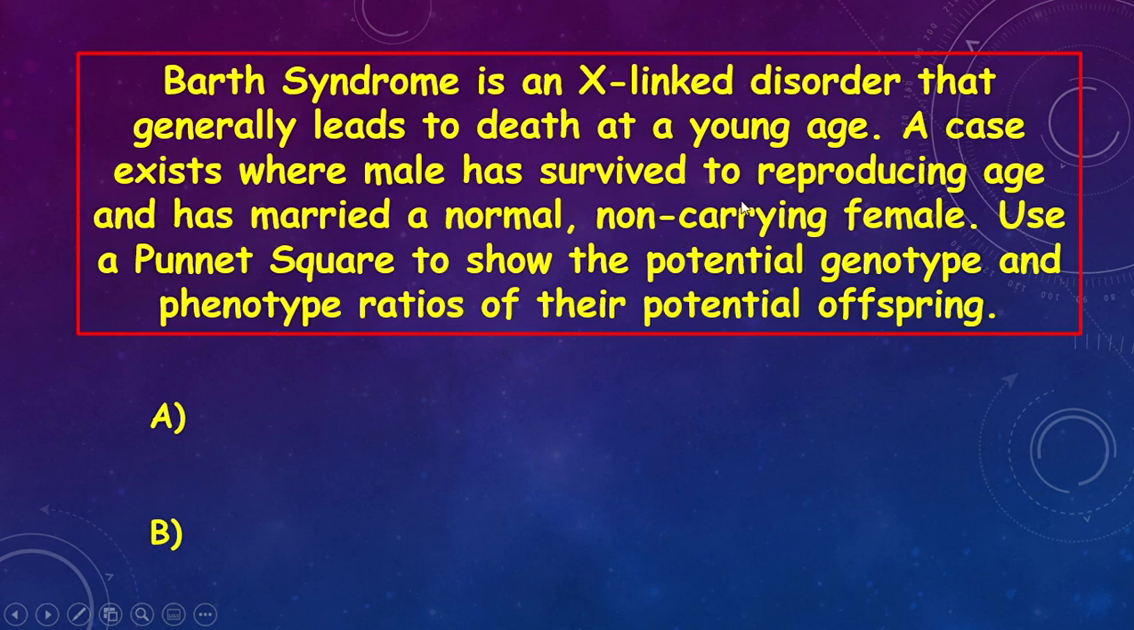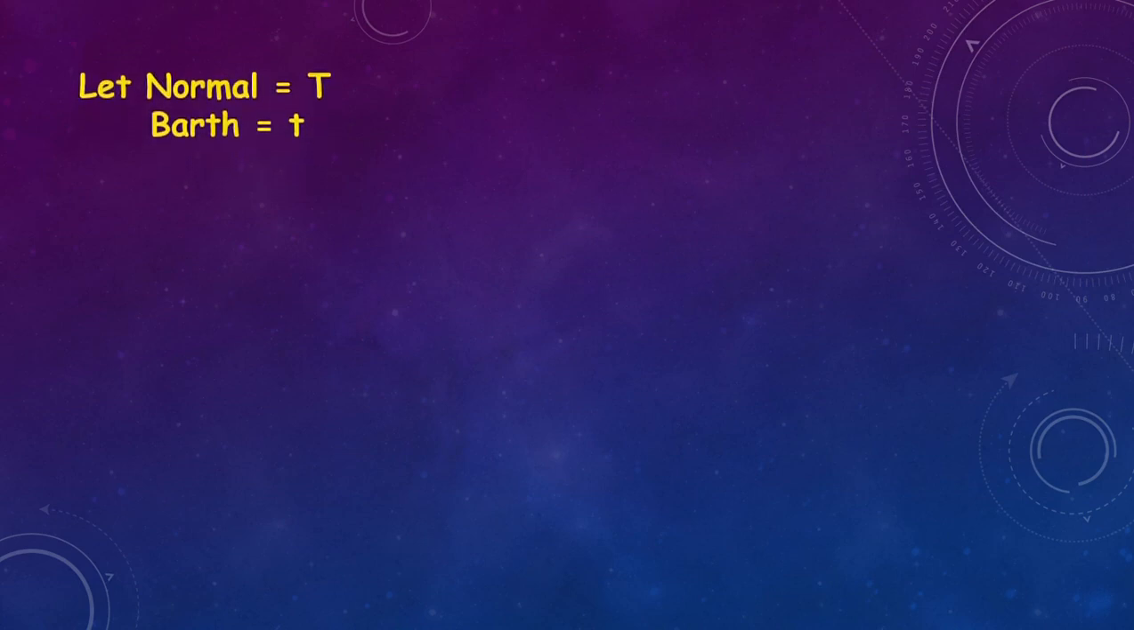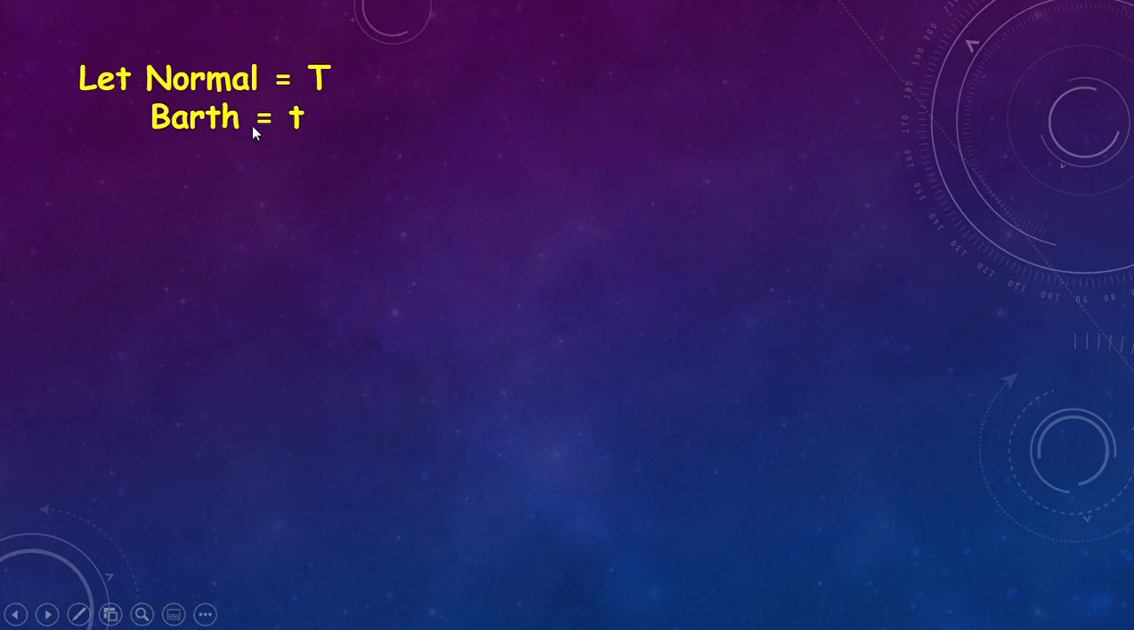Because it would not matter, again, if I had to specify here that she's non-carrying. That helps you hint at what's happening in the question. So, this is sex-linked, and it is recessive. A little bit of detective work there. Okay, have I been given letters? No, I need to assign them then. So, let normal, the normal gene, equal capital T, and let Barth Syndrome, the disorder, equal little t.